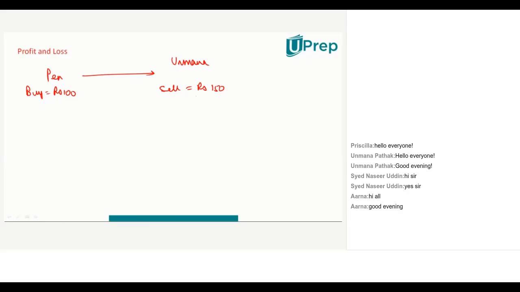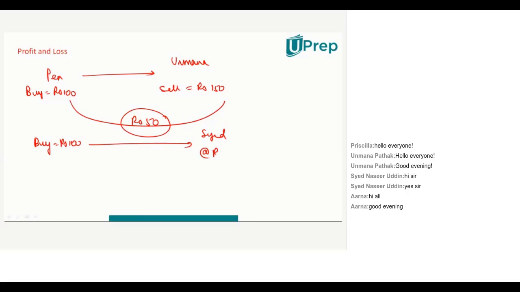Now, is this benefiting me? Yes, it is. How much is the profit that I am making? I'm making a profit of rupees 50. As simple as that.